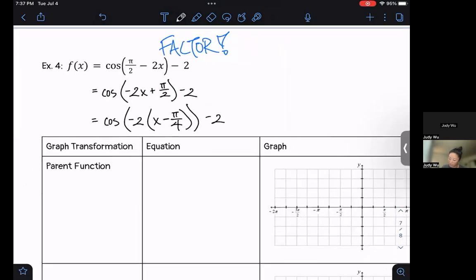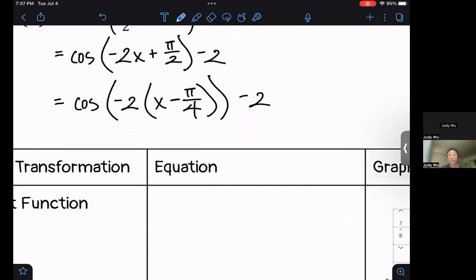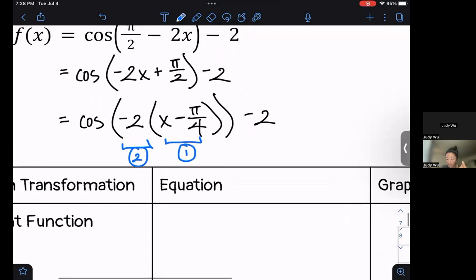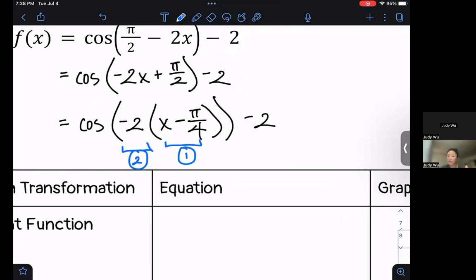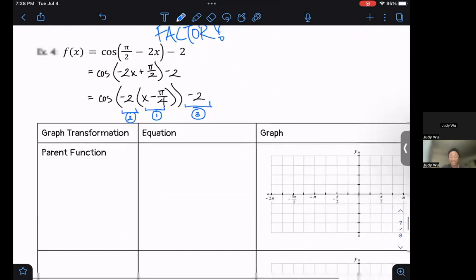All right, looks like we've got our graph transformation. Let me just shrink this a little bit so that I can label right underneath which ones we're going to do for second and third. First off, we've got a horizontal shift to the right. Second, we have a horizontal compression, and we have a reflection. And then last but not least, we have a vertical shift.